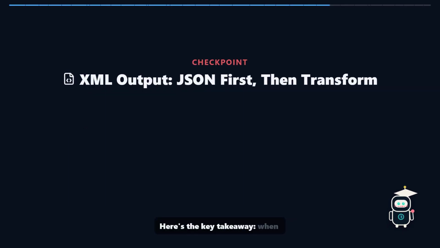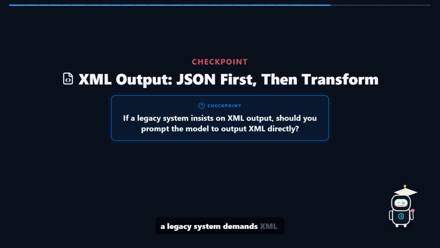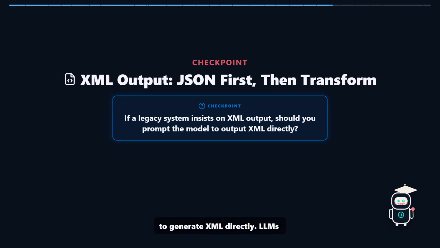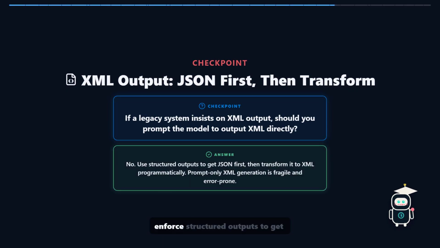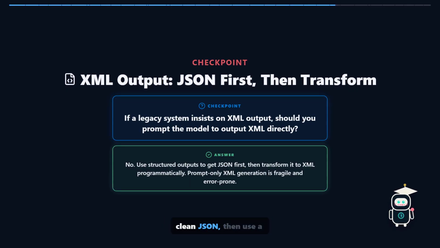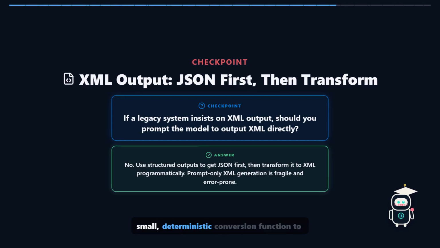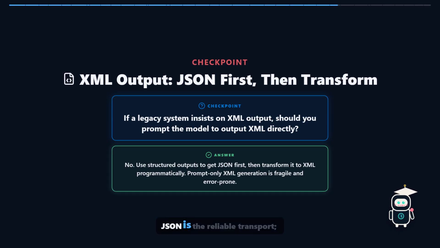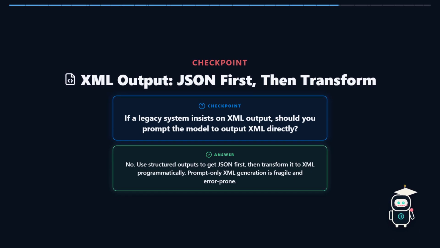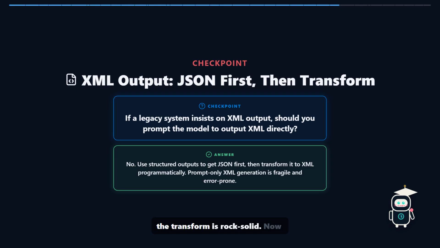Here's the key takeaway. When a legacy system demands XML output, never ask the LLM to generate XML directly. LLMs frequently mangle XML with missing tags or extra text. Instead, enforce structured outputs to get clean JSON, then use a small deterministic conversion function to turn that JSON into XML. JSON is the reliable transport. The transform is rock solid.